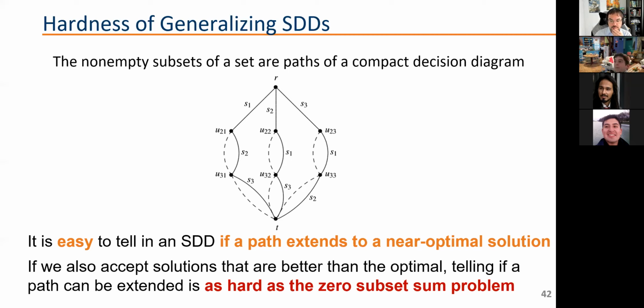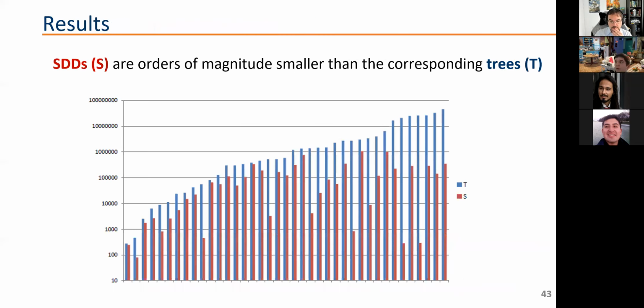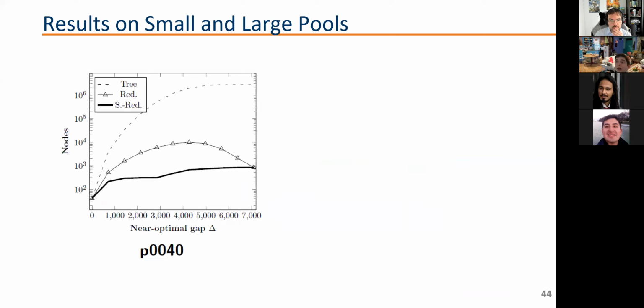That's totally fine. So here we have a comparison between the size of the sound reduced decision diagrams, as these red bars, and in blue the size of the corresponding trees enumerating the same solutions on a number of different combinatorial problems. And as you can see by the log scale, this difference is quite large. And one other thing that's very interesting here is what happens as we include more and more solutions in this set.